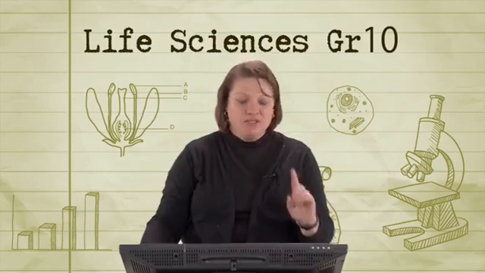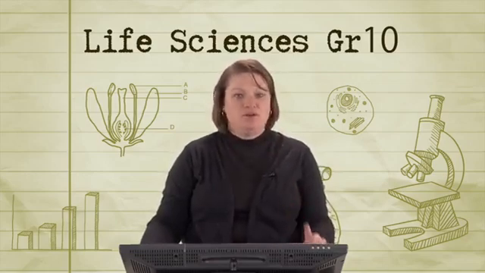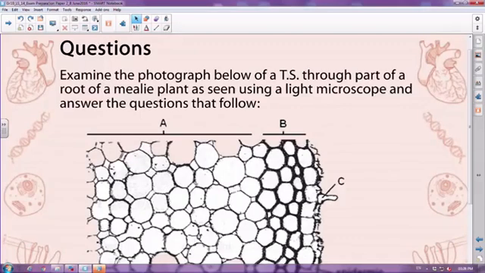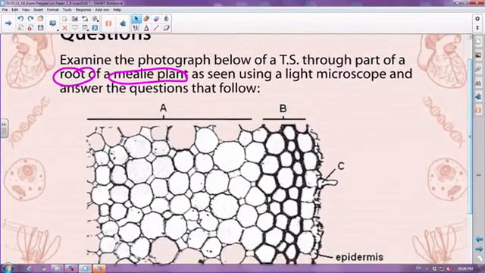Right, the next question, I'm going to read it through with you, but then you are going to answer the questions relating to it. You have to examine the photograph below of a transverse section through a root of a mealy plant as seen using a light microscope and answer the questions below. I'm going to give you 2 minutes. That's all you're going to get.